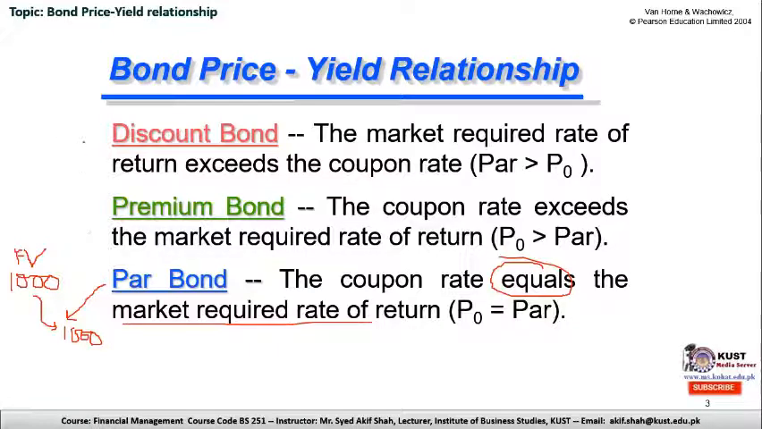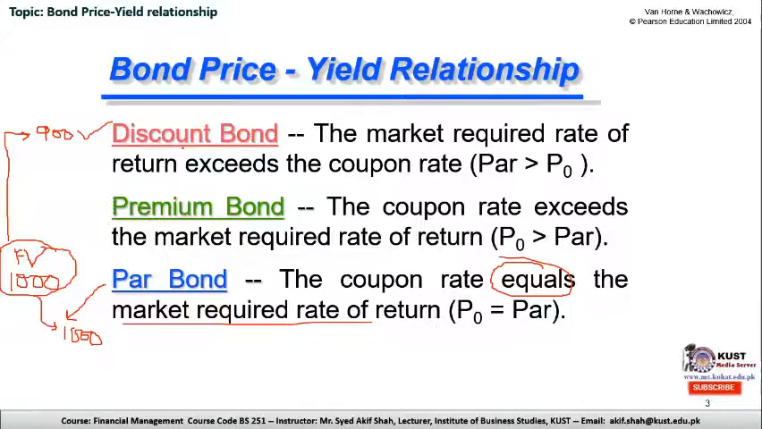Similarly, let's come towards the discount bond. What is known as a discount bond? If the face value of this bond is $1,000 and in the market this bond is selling at a price less than its face value, like for example $900, so in this case we can say that this bond is selling at a discount price, or we can simply say it's a discount bond.